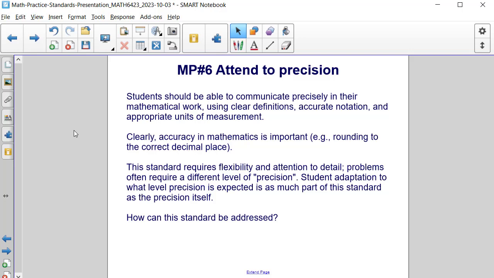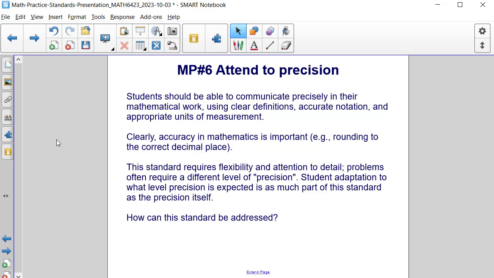Mathematical practice standard number 6 is about attending to precision. Students should be able to communicate precisely in their mathematical work using clear definitions, accurate notation, and appropriate units of measurement. Clearly, accuracy in mathematics is important, for example, when rounding to the correct decimal place. This standard requires flexibility and attention to detail. Problems often require a different level of precision. Student adaptation to what level of precision is expected is as much a part of the standard as the precision itself. Some of you may be asking, how can this standard be addressed?